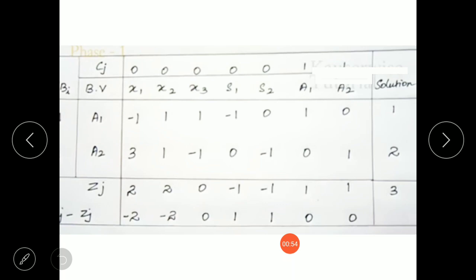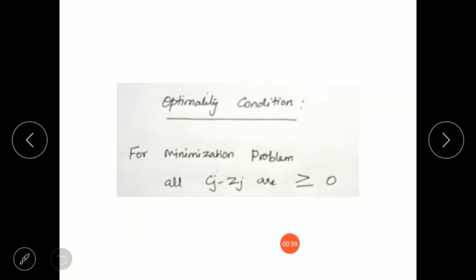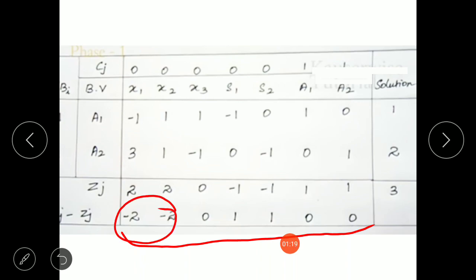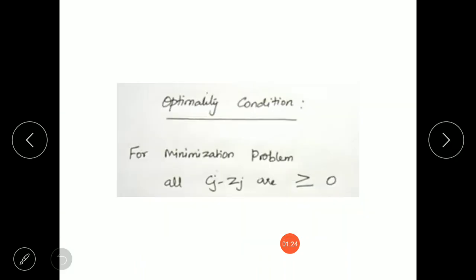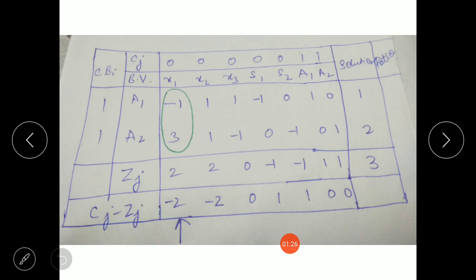Since this is a minimization type of objective function problem, what is the criterion for optimality? All the elements of the Cj minus Zj row should be either positive or equal to 0, that is, greater than or equal to 0. Now as we can see, in the Cj minus Zj row, not all the elements are 0 or positive. There are some negative elements also. So this means we have not reached the optimality condition.